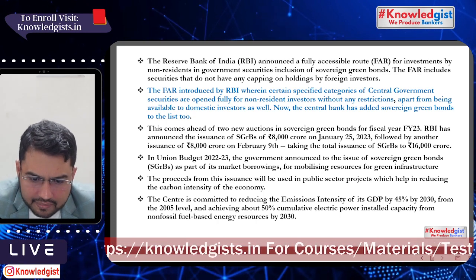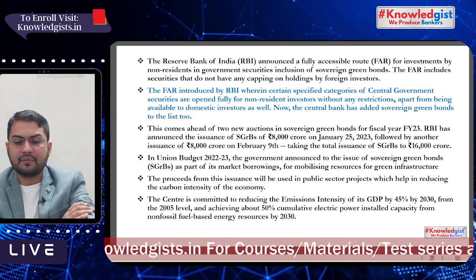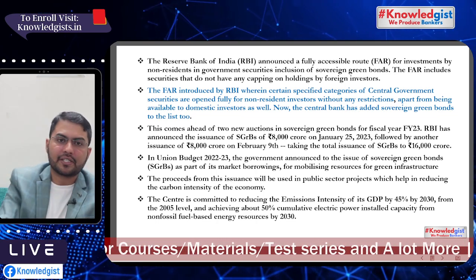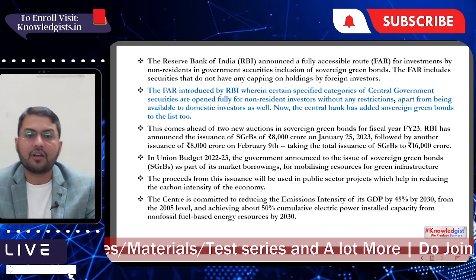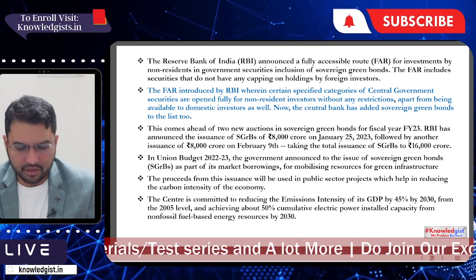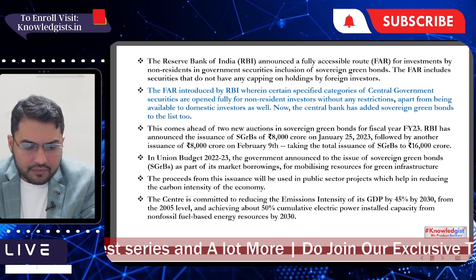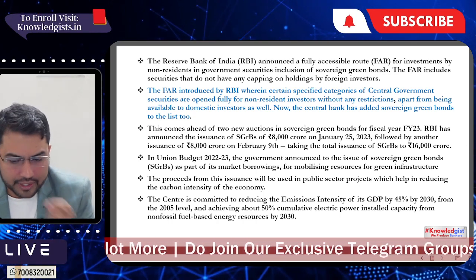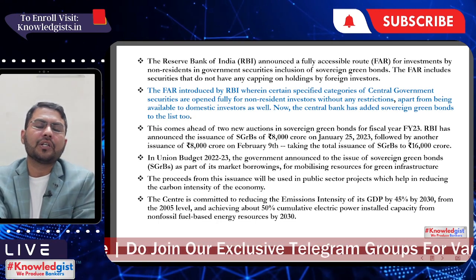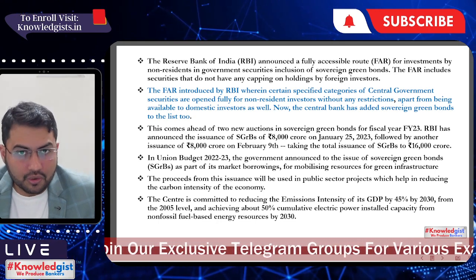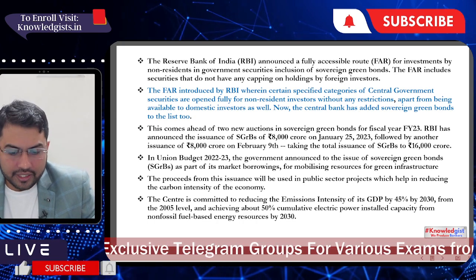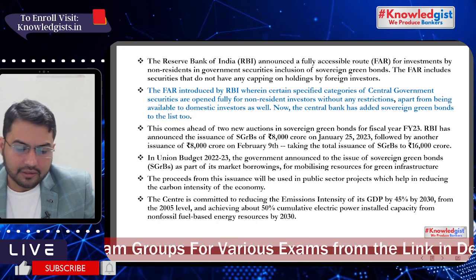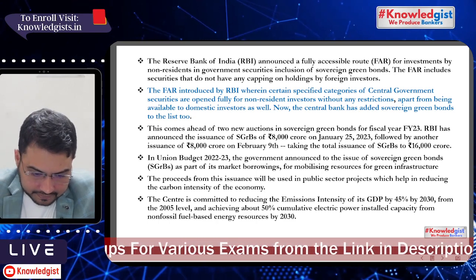These are introduced by RBI, wherein certain specified categories of central government securities are opened fully for non-resident investors. Non-residents are the foreigners. Non-resident Indians are the Indians who have gone abroad. Minute difference. This comes ahead of the two new auctions of sovereign green bond. In FY 2023, the Government of India is going to auction 16,000 crore of sovereign green bond. It will be done in two phases, 8,000 on 25th January, 8,000 on coming 9th February.